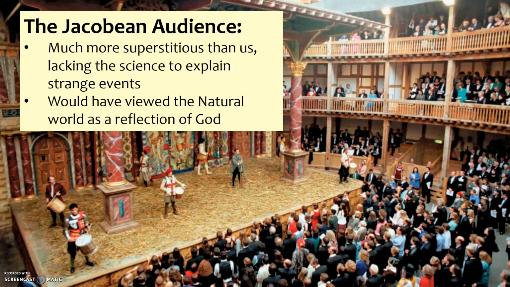When Queen Elizabeth was on the throne, it was the Elizabethan audience. When King James comes to the throne, and he is the king at the time that Macbeth is played and performed, they are the Jacobean audience, and things you must note down somewhere. They were much more superstitious than us these days. They lacked the science to be able to explain the strange events that were going on around them in the world.